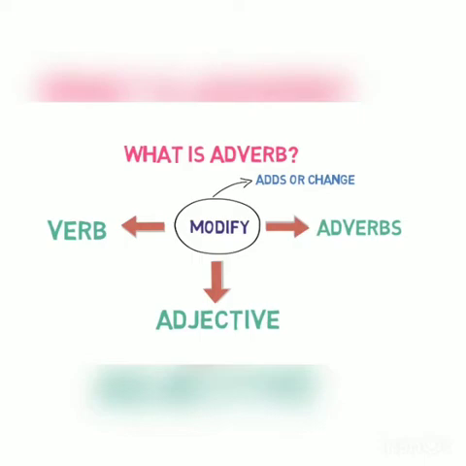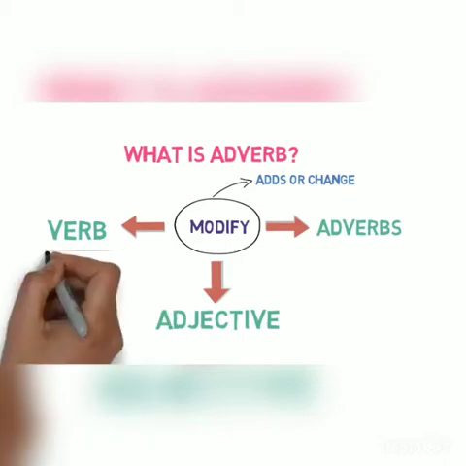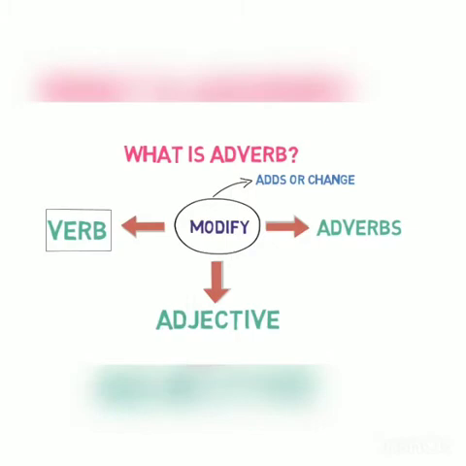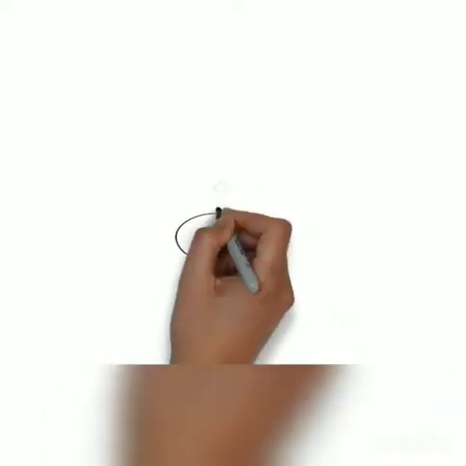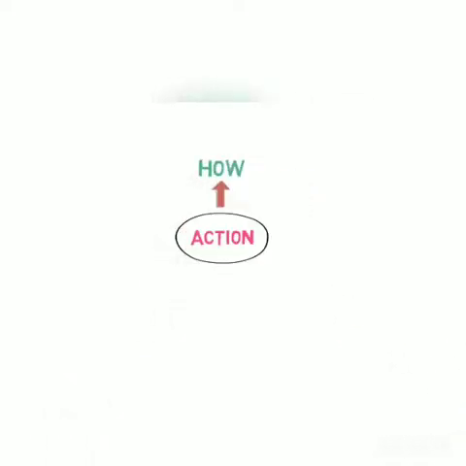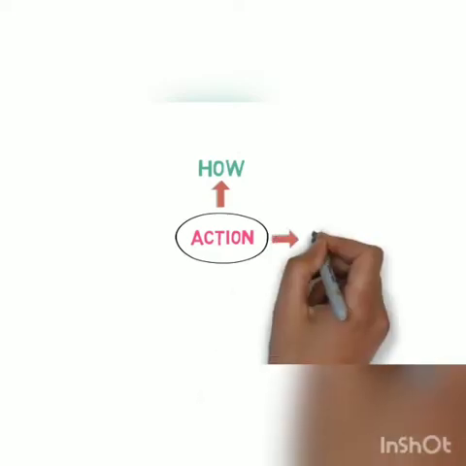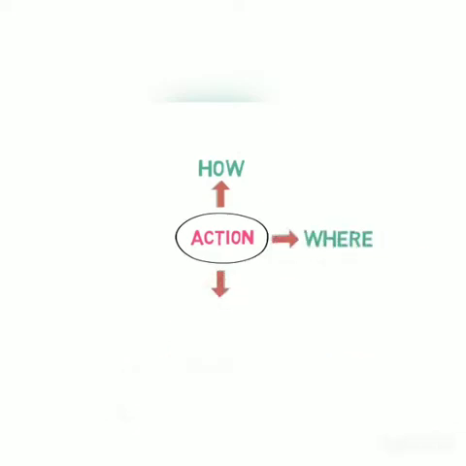Now let's look at the three modifications and some examples to make things clear. How does an adverb modify? Verb, or we can say an action performed by the subject. There are four ways in which an adverb modifies or describes the action. Firstly, how an action is performed. Secondly, where an action is performed. Third, when the action is performed. And fourth, how often or how frequently the action that we're talking about is performed.